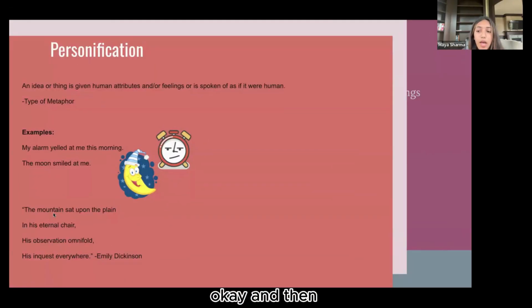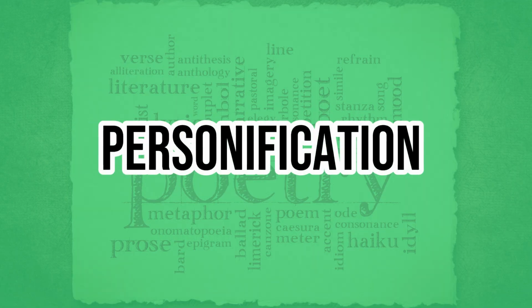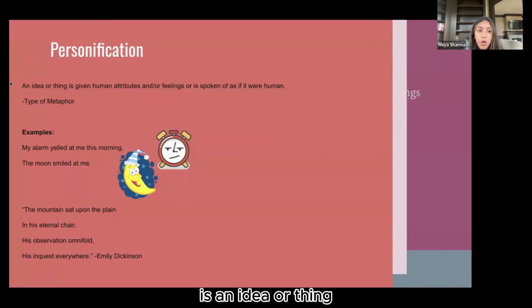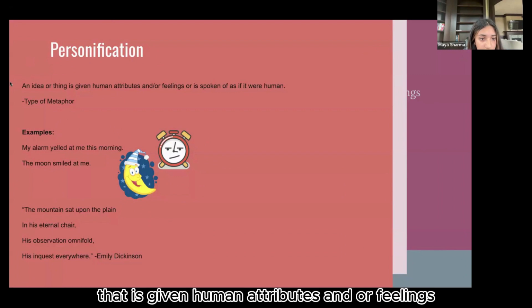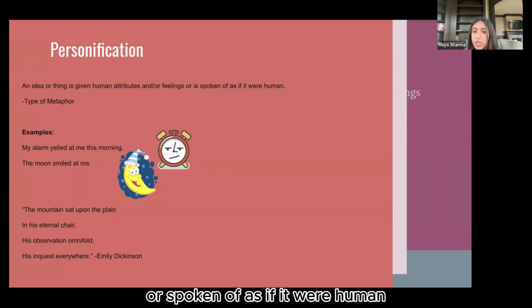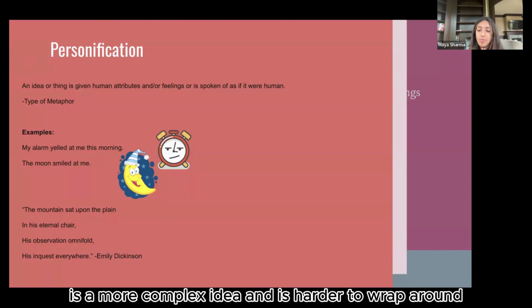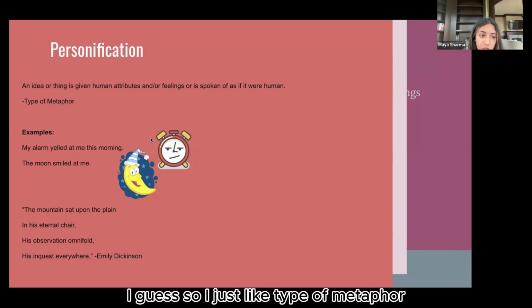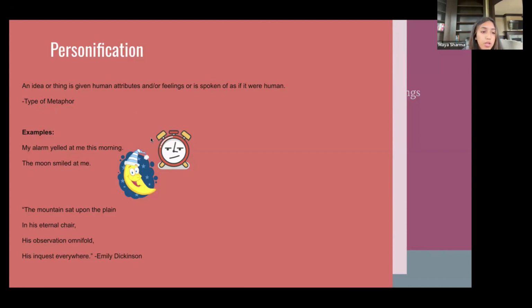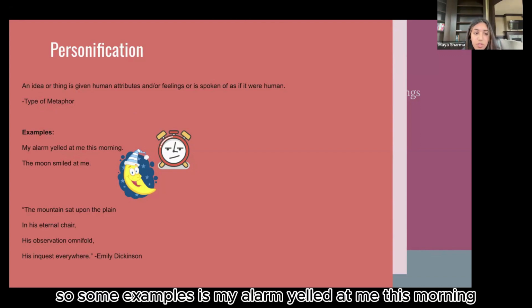Okay. And then personification is an idea or thing that is given human attributes and/or feelings, or is spoken of as if it were human. So this is a more complex idea and is harder to wrap around, I guess. So I just like to say it's a type of metaphor, which is true. Some examples: my alarm yelled at me this morning.